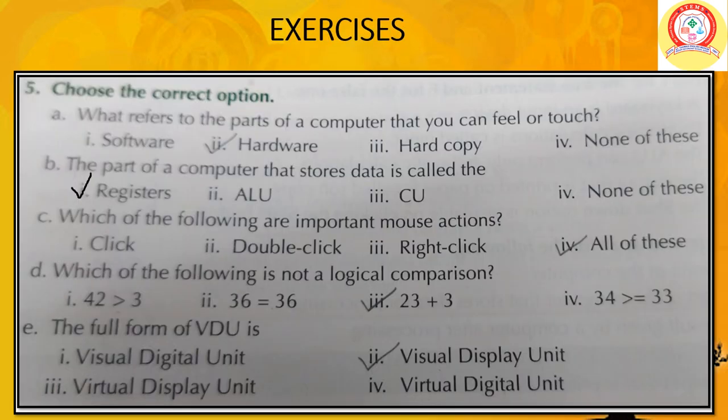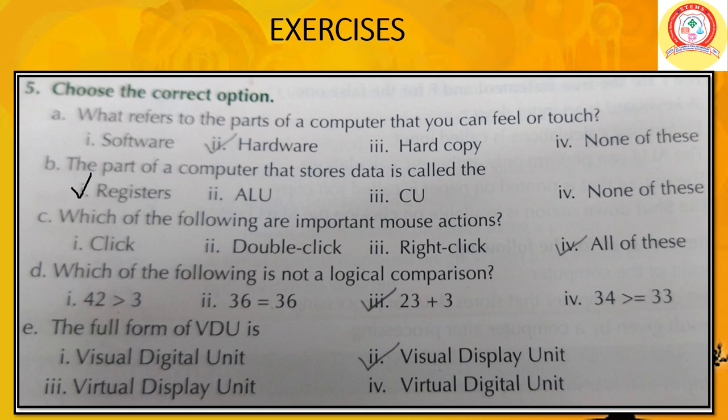Now let's move to question number 5. Choose the correct options. A, what refers to the parts of a computer that you can feel or touch? 1. Software. 2. Hardware. 3. Hard copy. 4. None of these. So the answer is hardware. Hardware refers to the parts of the computer that you can feel or touch. Now let's move to B. The part of the computer that stores data is called registers. Registers only store the data.